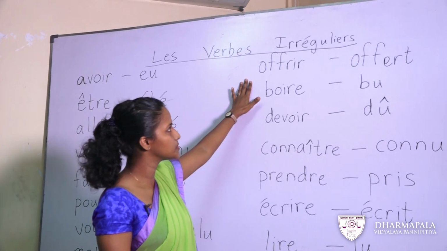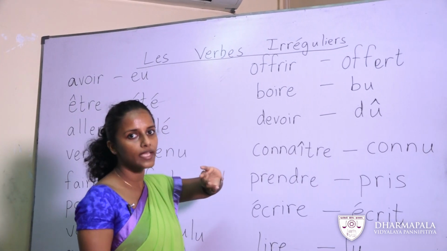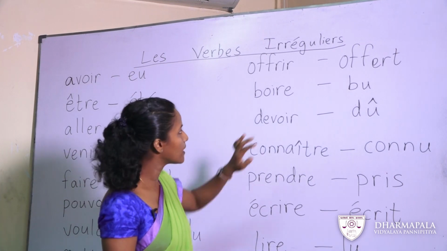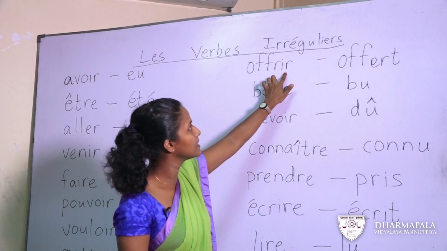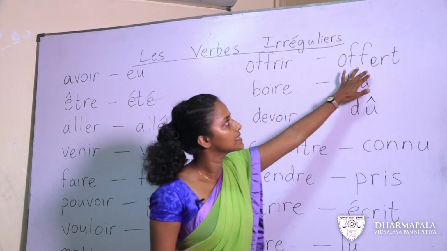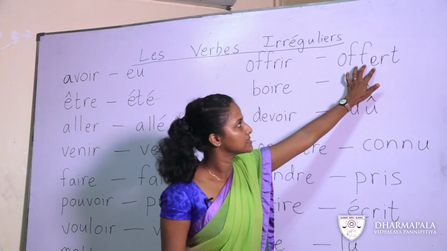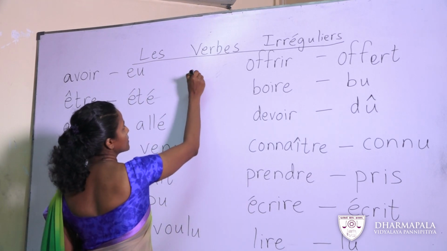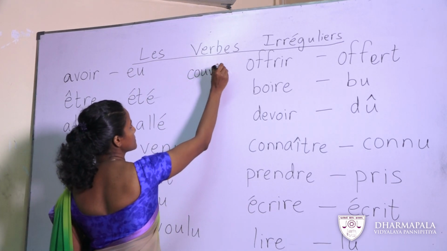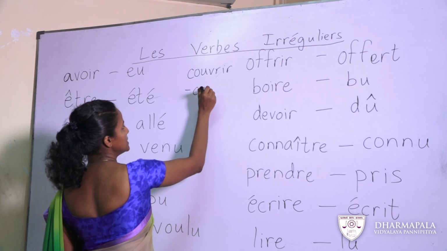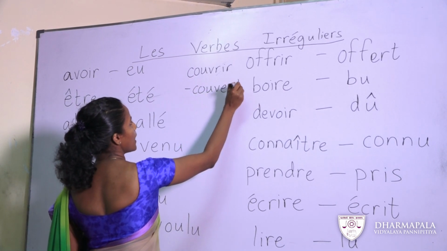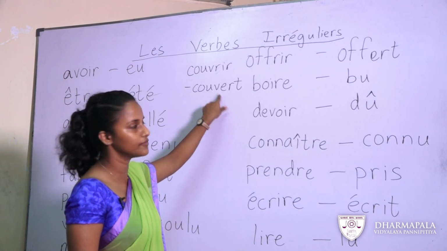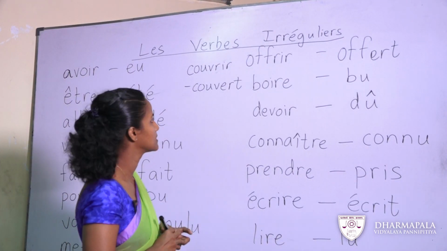Now here are 5 verbs: offrir, couvrir, souffrir, ouvrir, découvrir. Those 5 verbs end in RIR. These verbs take the same past participle pattern. Now offrir is offert. Now if we take couvrir, the past participle is couvert. We have to omit RIR and then we have to add ERT for these RIR verbs.